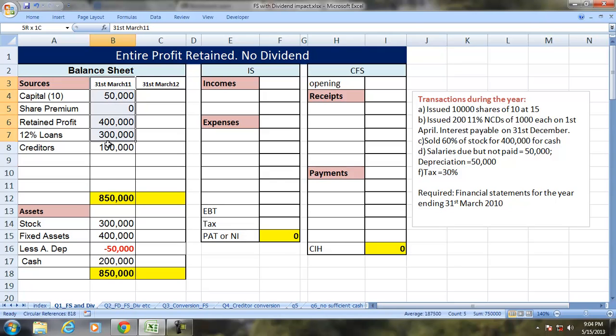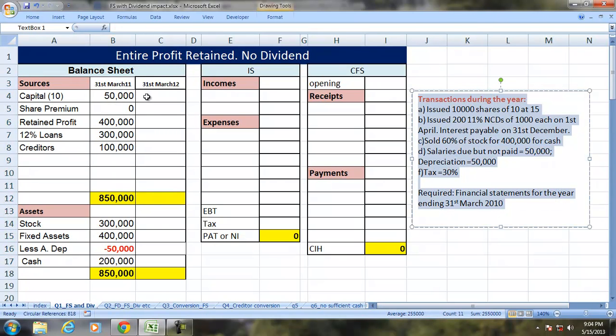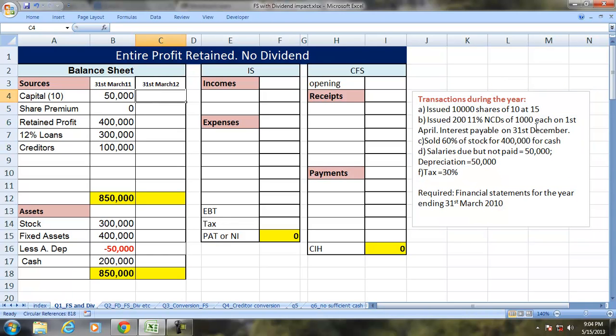With the opening balance sheet given and a set of transactions given, we will try to convert these transactions into financial statements, and we make an assumption as of now that there is no dividend or entire profit has been retained. So, issued 10,000 shares of 10 at 15. So it is a financing decision because you are raising money from the market.